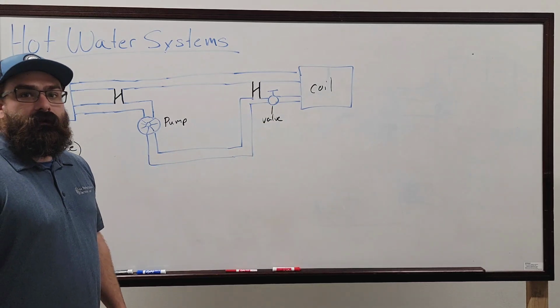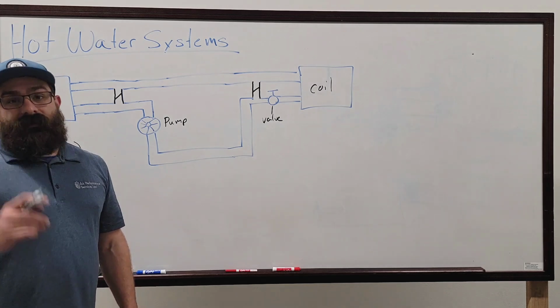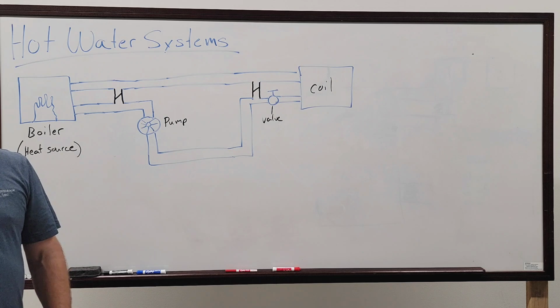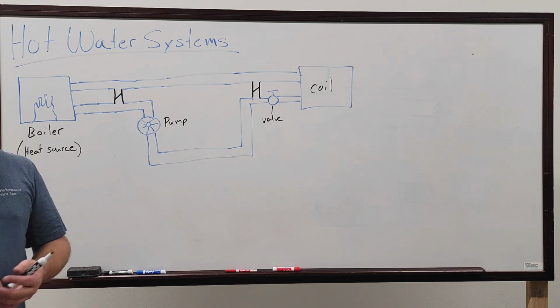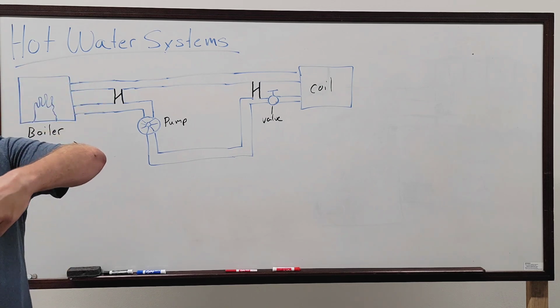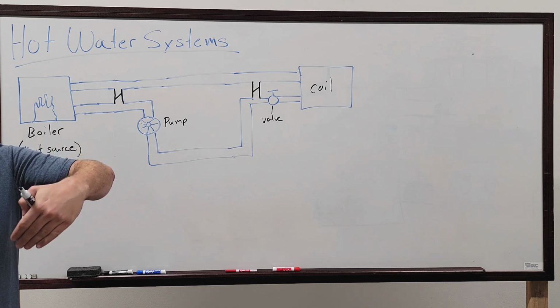And that would be different than a three-way? A three-way does the same thing, but a three-way is a set GPM. So with a three-way valve, no matter what, you're circulating the same amount of water because it either bypasses the coil and continues back into the system or goes through the coil.